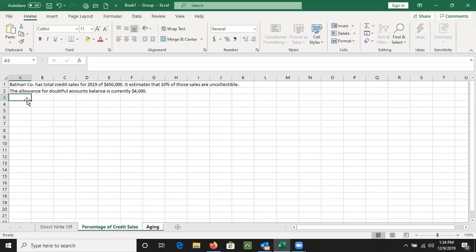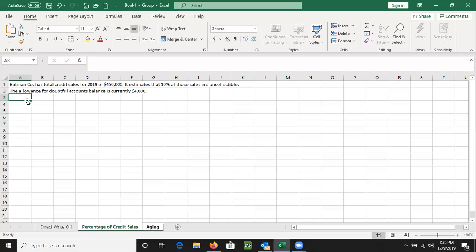So, under the allowance method, and again, there's a few different methods you could use within the allowance method, it all involves making an estimate. So first we're going to look at the percentage of credit sales. This one will help with homework.